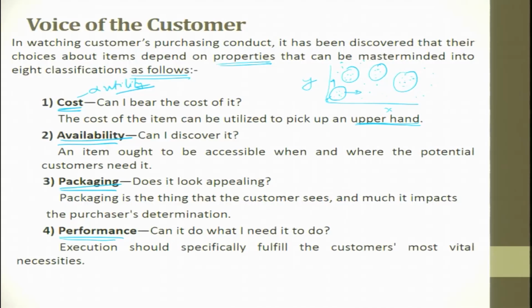So people will definitely look for, when it is raining, I will go for a raincoat, which I don't have to bother about any mechanism. Okay. So execution should specifically fulfill the customer's most vital necessity. Umbrella, it has to protect me from rain, or many a times it will be interesting, if it is windy and rainy, you take an umbrella, you protect only your head, rest of your body is wet. So the performance of the product is not so great.